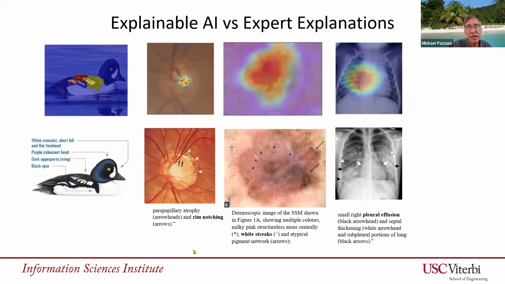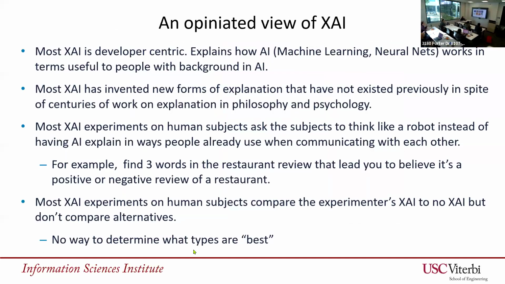My argument would be, instead of teaching radiologists and dermatologists how deep learning works, we ought to teach AI how dermatologists work or how radiologists work and get their systems to output things like they do. So this is a somewhat opinionated view of explainable AI, and I'd argue that most explainable AI is developer-centric. It explains how AI works to people, and it's somewhat useful to people with a background in AI, but I'd argue it's much less useful if you don't have that background.